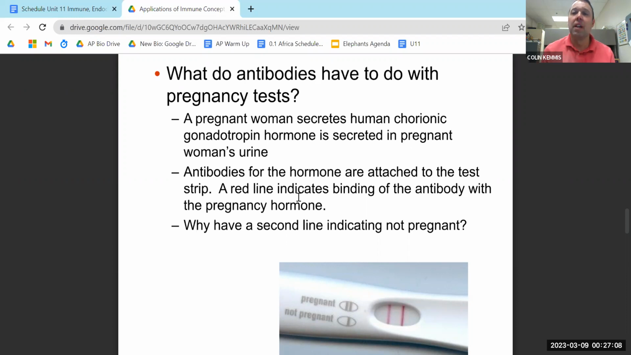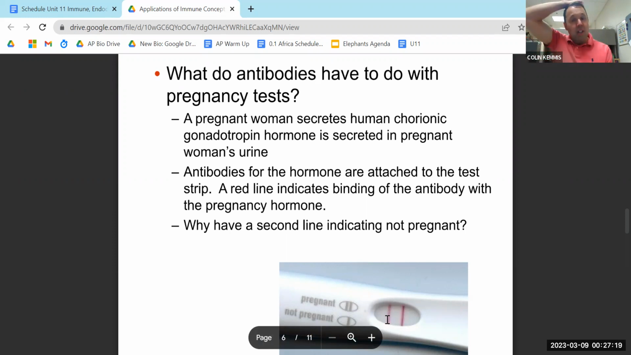So what happens is the antibodies, if they match, will actually form the second line. They will bind to the hormone, and the antibodies will form that line. And then there's a second line to show that the test is completed. So if the antibodies get all the way to that line, they will just bind to that line, and that will show that the test is completed.